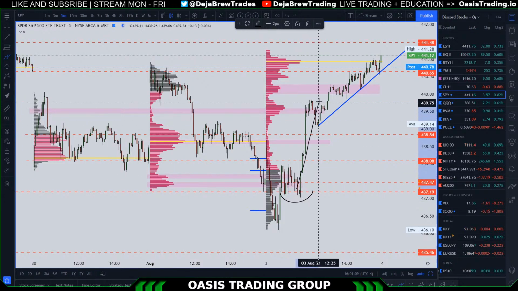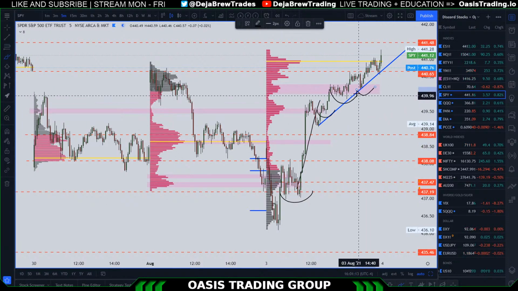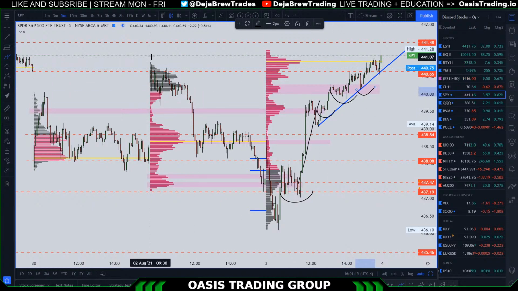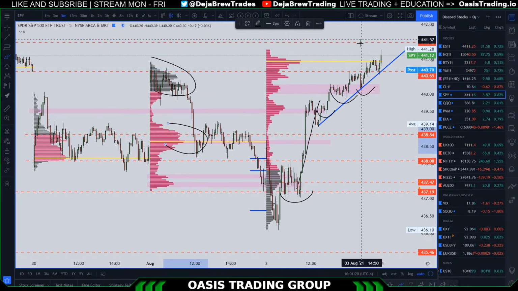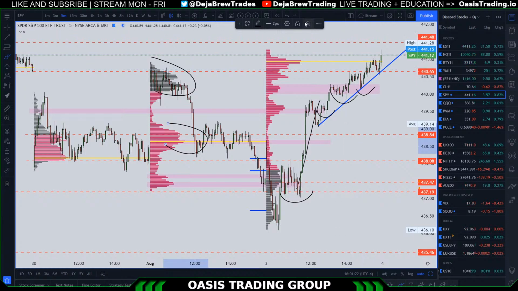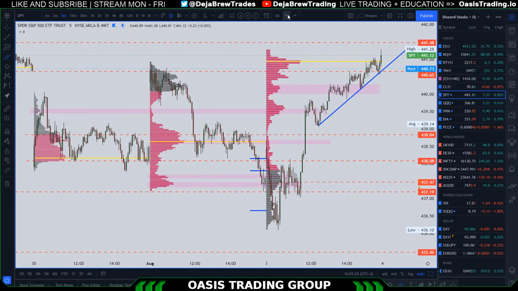Level retest, target hit. Level retest, level retest, level retest. You're just constantly reclaiming nodes as support, and then retesting them and going higher. Very bullish day.